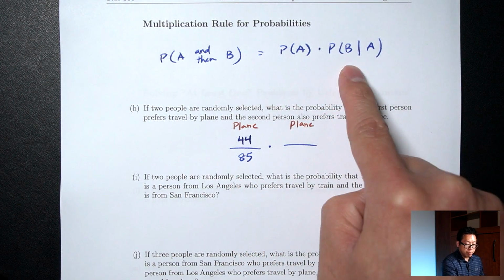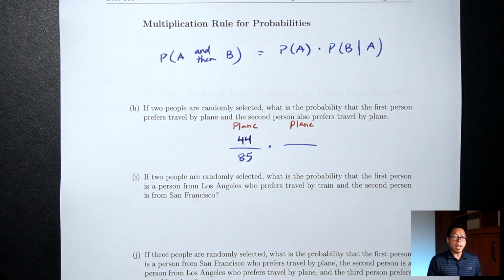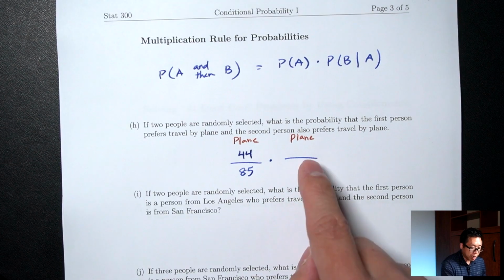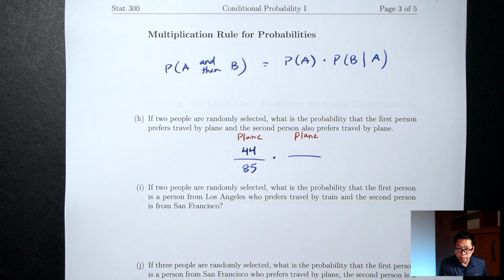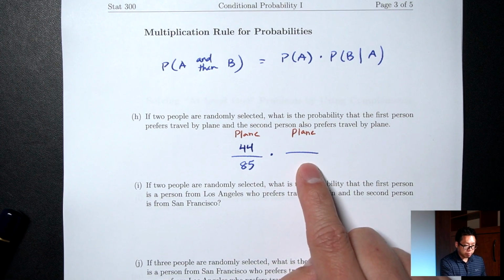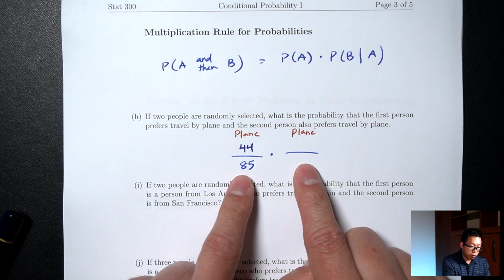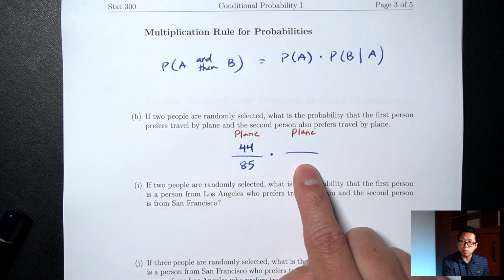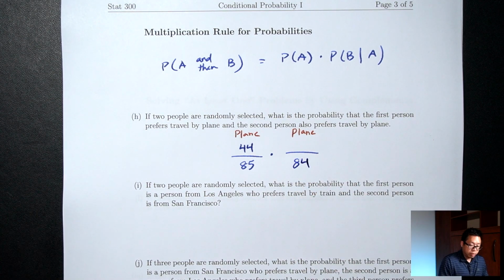Now, this part, P of B, given that A already occurred. So what that says is, for any fraction after the first fraction, we have to take into account what's been selected already before that. So for the second fraction, because I already selected one person for the first slot, I don't have the full 85 people anymore, right? I already picked one person, which means I should be down to a total of 84 now.